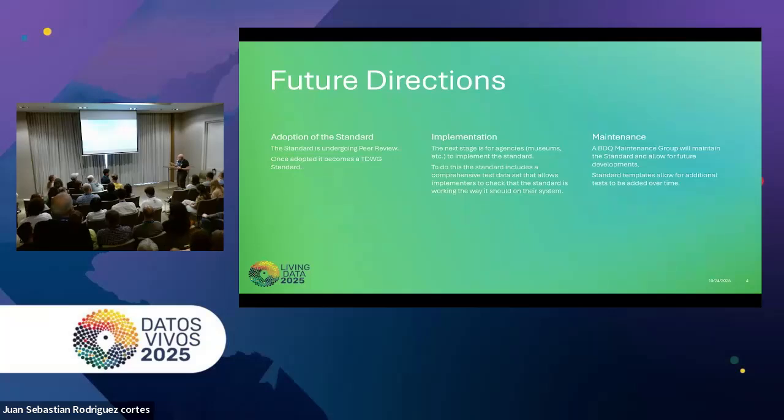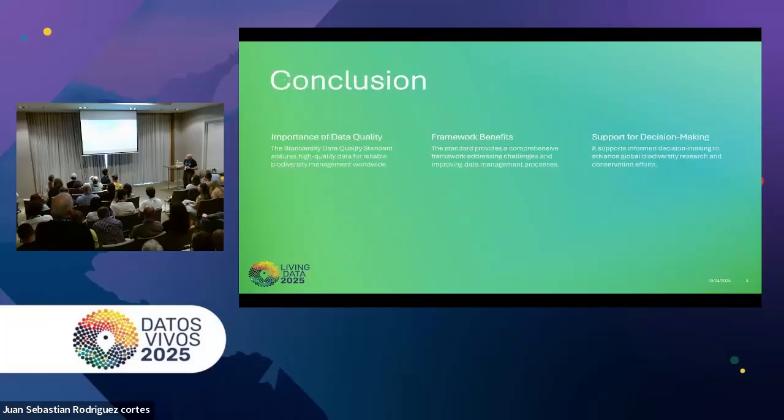And then there's a maintenance group, like TDWG standards. A biodiversity data quality maintenance group will be established, and that will maintain the standard and also help with ways of adding new different tests into the system.